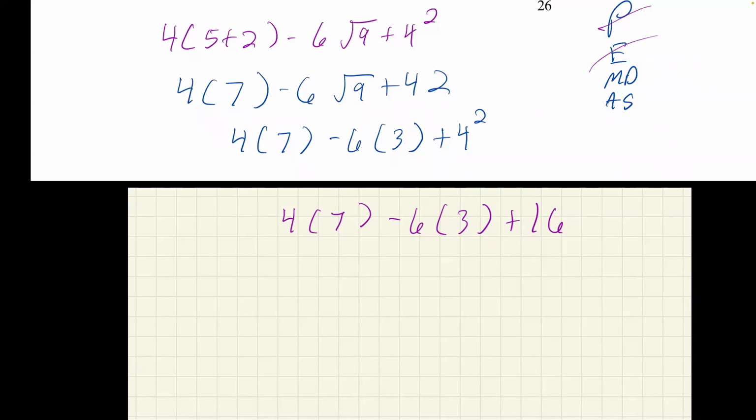So now I'm going to look at it and say, okay, is there multiplication? Well, anytime I'm bumping up against a grouping symbol, that means to multiply it. So there's two multiplications. We'll start with the one on the left. And that gives me 4 times 7, which is going to be 28. Oh, that's not erasing. That's highlighting my issues. 4 times 7 is 28 minus 6(3) plus 16. Notice I'm copying down each line.